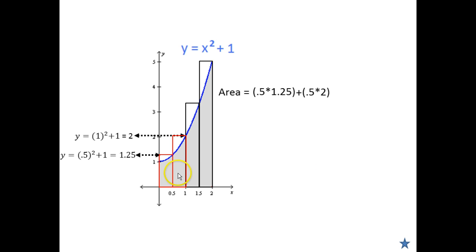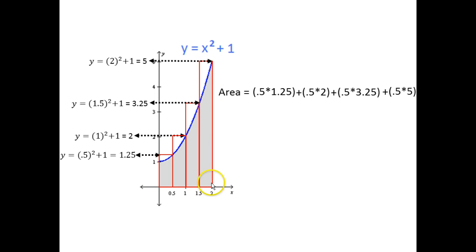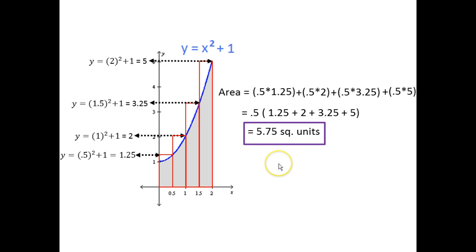For the second rectangle, it's 0.5 times 2. The third rectangle is 0.5 times 3.25. And the fourth rectangle touches right here at x equals 2. So you plug 2 into the formula and you get 5. So it's 0.5 times 5. Then just multiply 0.5 times each of the y values and you'll get 5.75 square units.